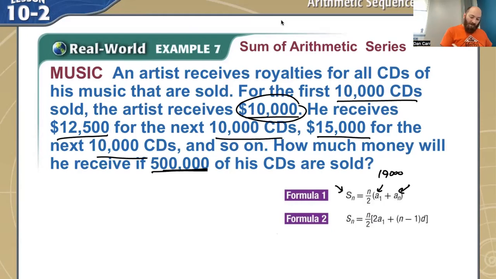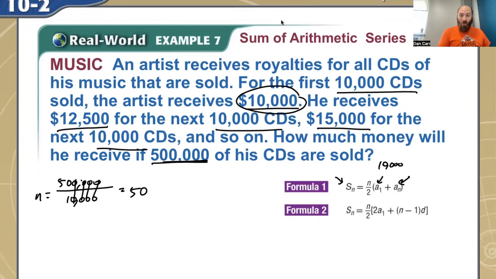So the idea behind this is I can figure out my number of terms by taking 500,000 divided by 10,000, because it's every 10,000 CDs. Every 10,000 CDs he sells is going to be like another jump up to the next term. Okay. So if I do that, we can just cancel all that out. So that's going to be 50 terms.